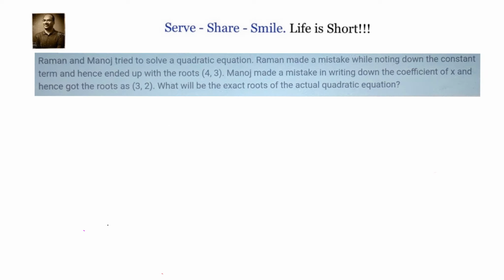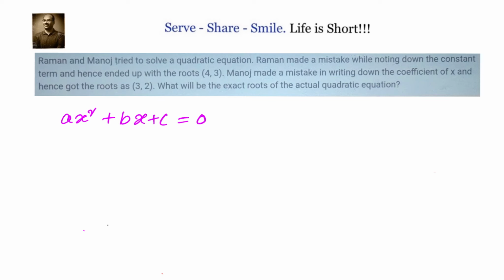Let us look at this problem related to algebra, quadratic equations. Raman and Manoj tried to solve a quadratic equation. So let us say the quadratic equation is what we know generally: ax square plus bx plus c equals to 0.